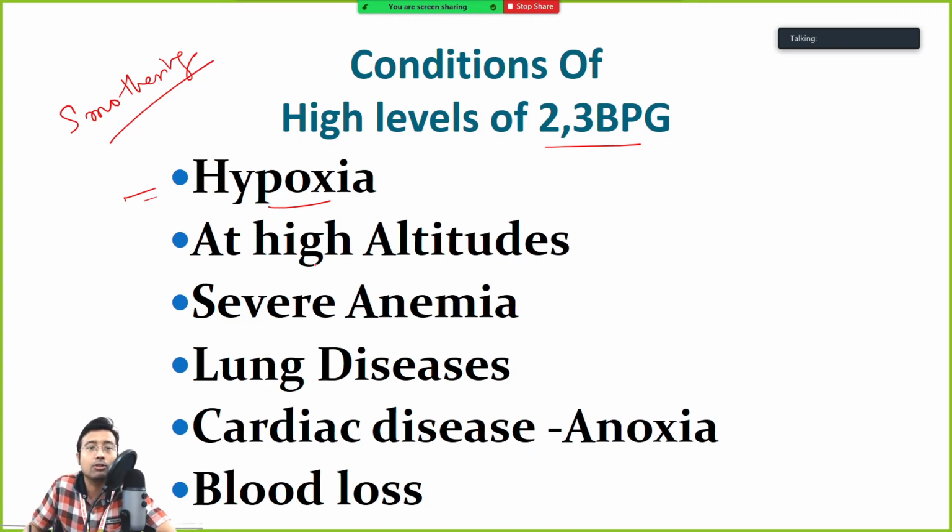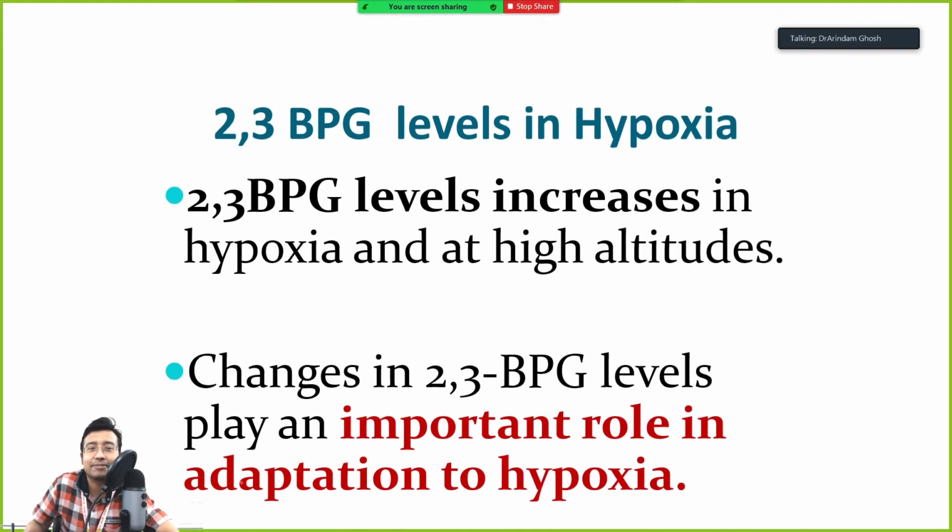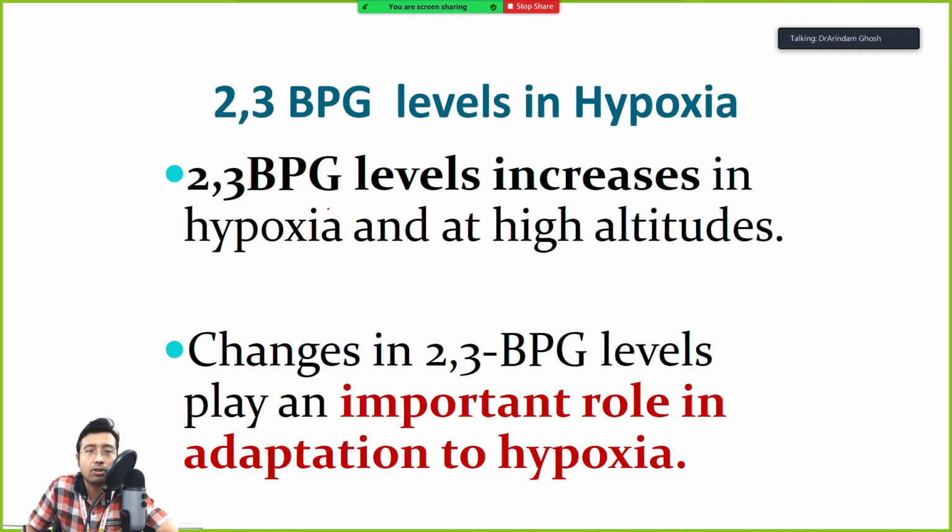Okay. So during hypoxia at high altitude, severe anemia, lung disease, cardiac disease, anoxia, blood loss, anything, whenever the oxygen-carrying capacity of the blood is either reduced or the oxygen itself is reduced, there will be increased 2,3-BPG in blood. Even in COVID patients, the saturation is falling. If you simply measure the concentration of 2,3-BPG in blood, it will be very, very high. So in high altitude, definitely 2,3-BPG level increases and it plays a role in adaptation to hypoxia. So 2,3-BPG will increase, so more and more oxygen will be delivered to the tissues.